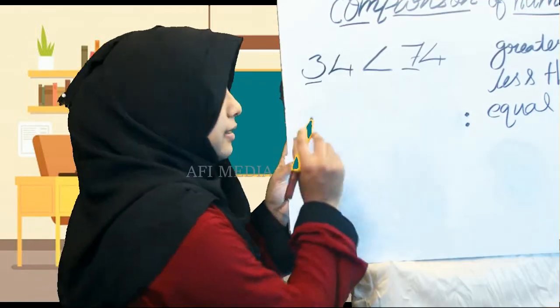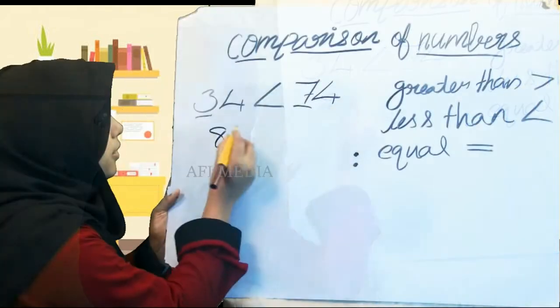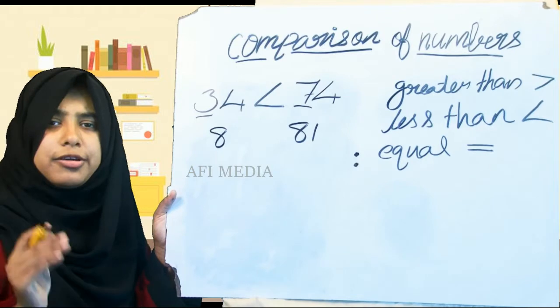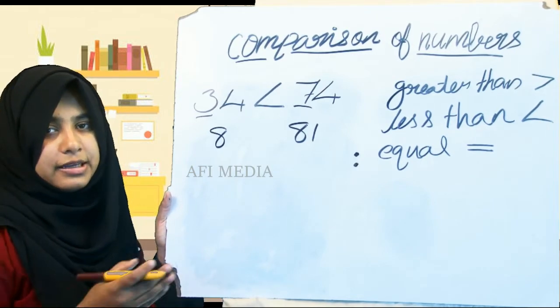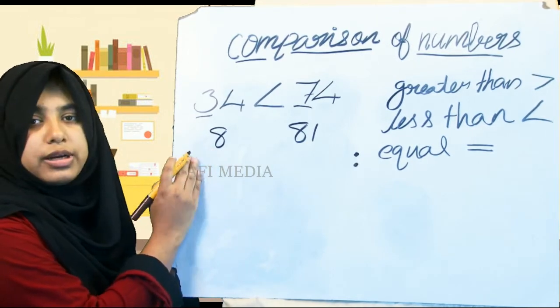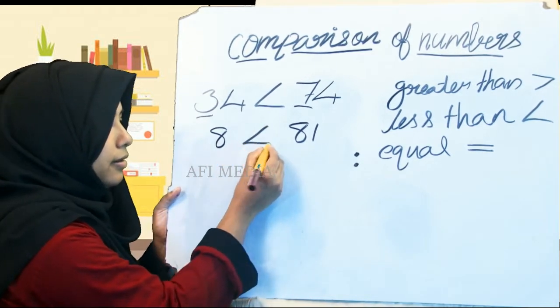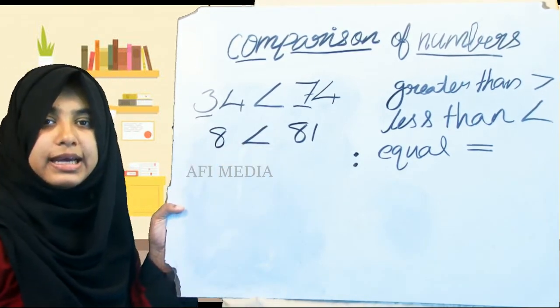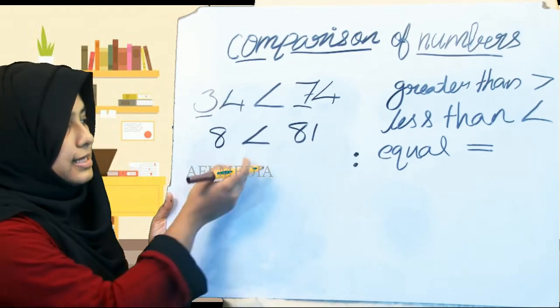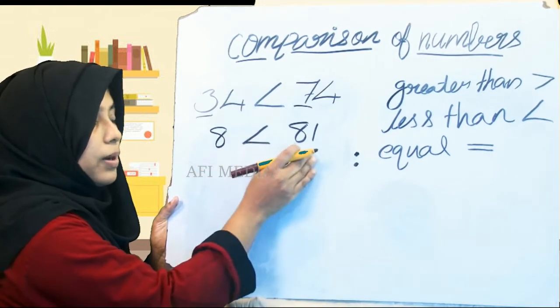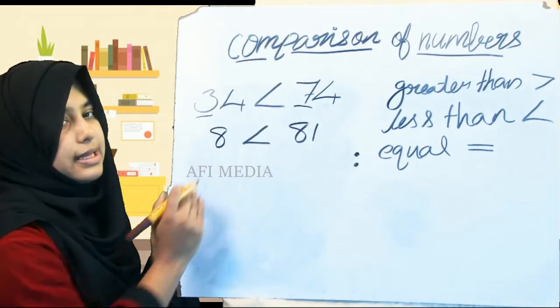Okay, write another number here, 8 and 81. Here you can easily identify which is the greater number because one has only 1 digit and the other has 2 digits. So we symbolize this like greater than. This is the symbol of greater than. We draw it and open the mouth toward the greater number.